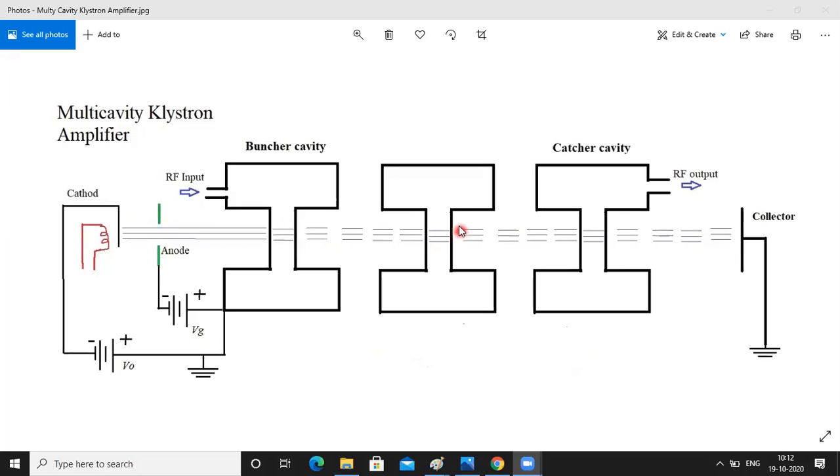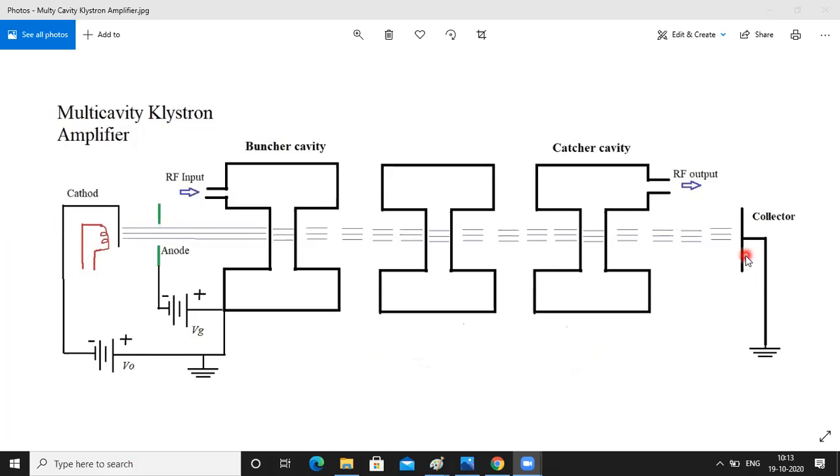The same thing happens in the other cavity, where the bunching process and velocity modulation take place, and then the beam goes further. This is the catcher cavity. In the catcher cavity, the RF output is taken and given at the output. So this is the general process, and at the collector, all the electrons are collected.